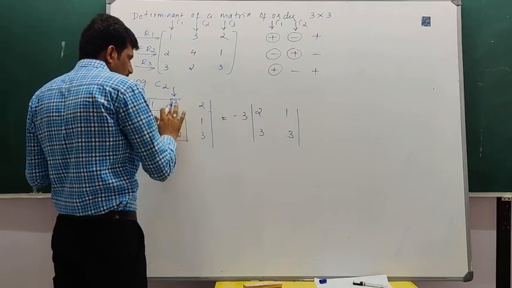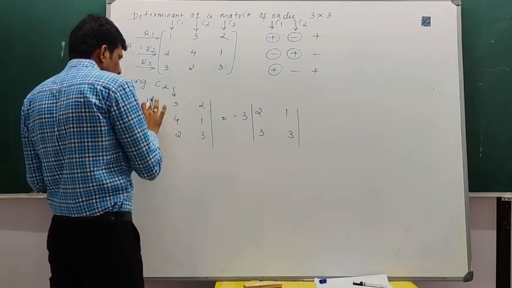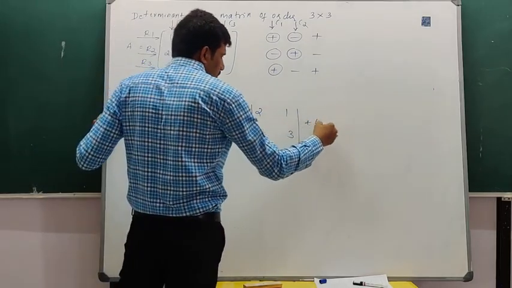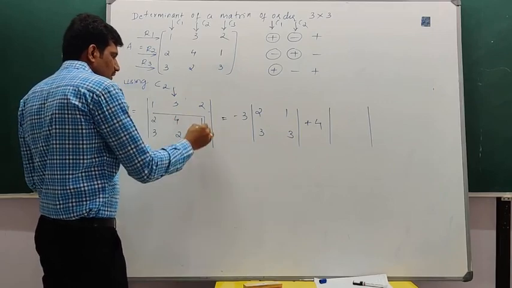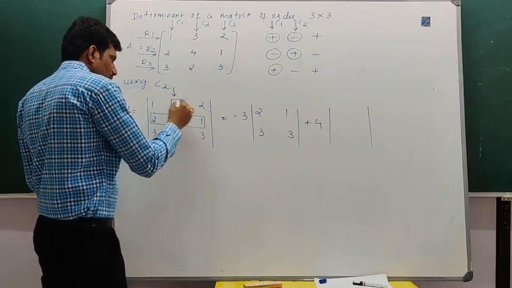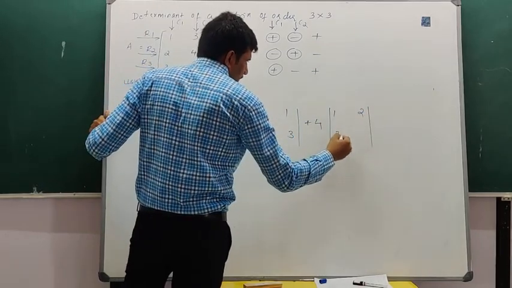What is the next element in the second column? It is 4. The sign of that element is plus. So plus into plus is plus 4 into determinant of. Where is this 4 present? It is present in the second row and second column. What is left here? 1, 2, 3, 3. That you have to write here.